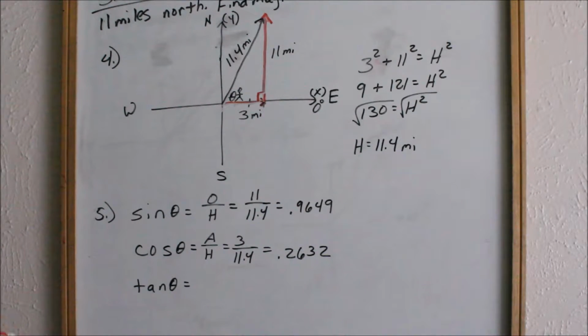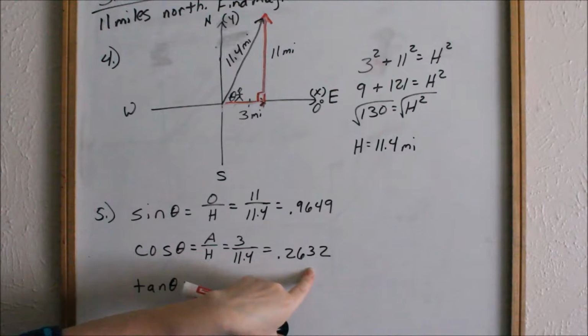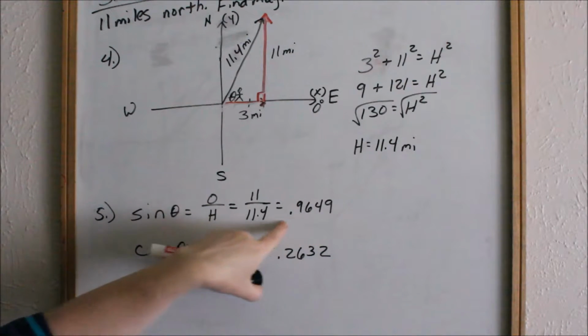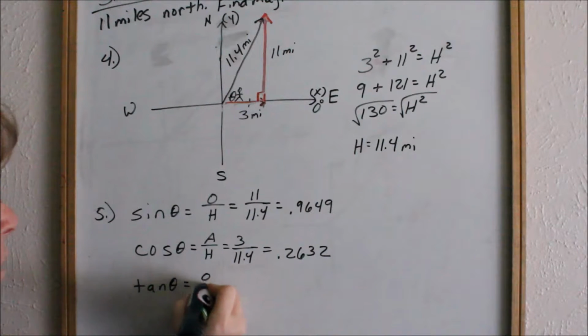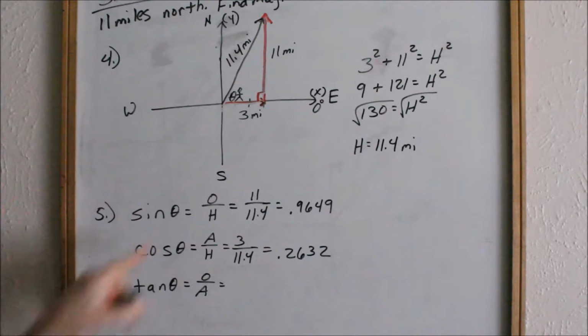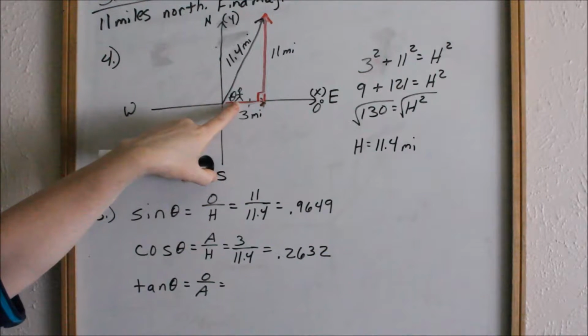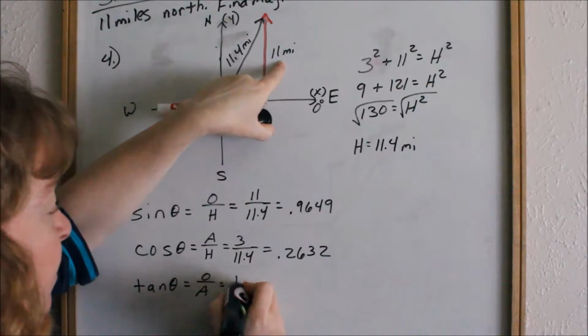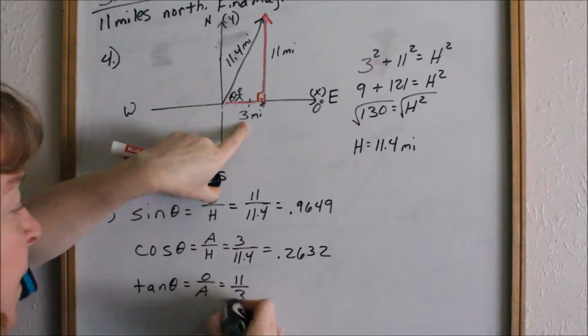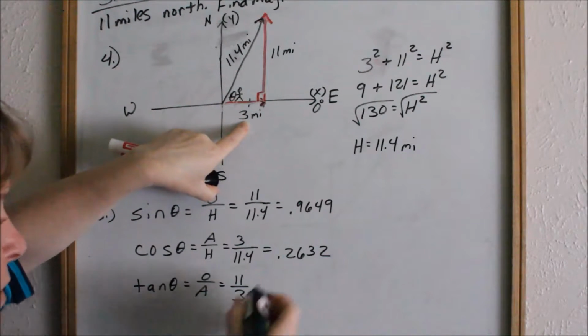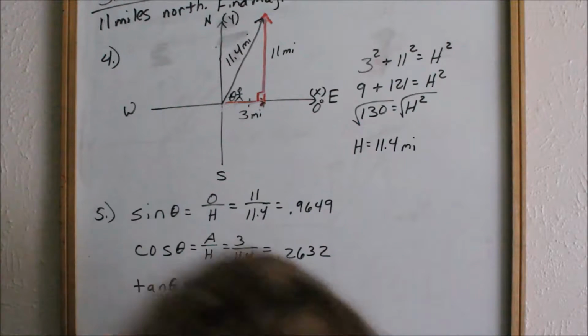Usually trigonometric or trig functions are to 4 decimal places. Now, tangent theta. Tangent equals opposite over adjacent. If I'm the little man standing there, what's the side opposite of me? 11. What's the side adjacent to me? 3. So in fraction form, tangent theta is 11/3, but let's put it into decimal.